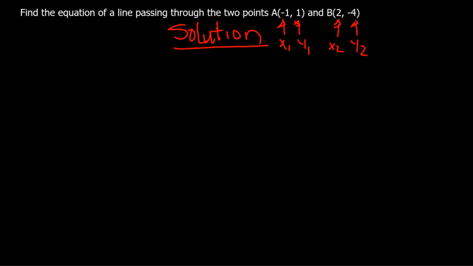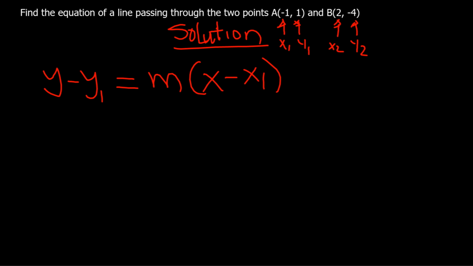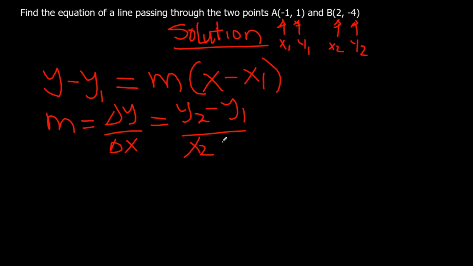So the equation of the line is y minus y1 equals m, which is the gradient, times x minus x1. See that? So we can go ahead and look for m first. So m is equal to the gradient, which is the change in the y-axis over the change in the x-axis, which is equal to y2 minus y1 all over x2 minus x1.